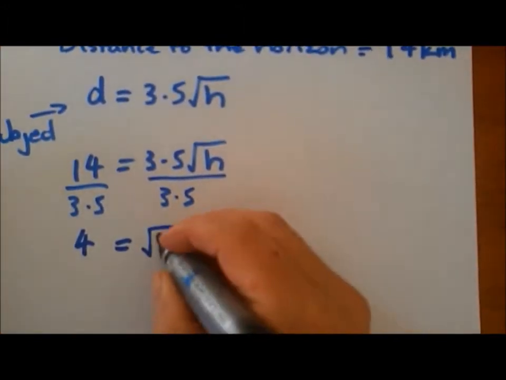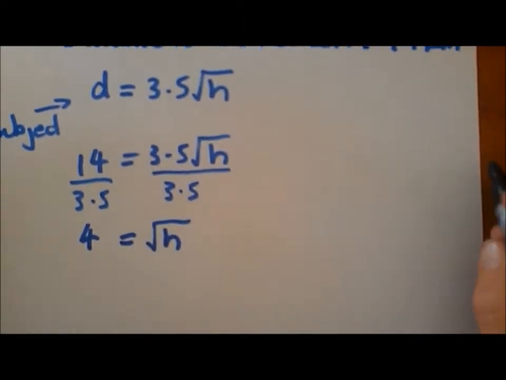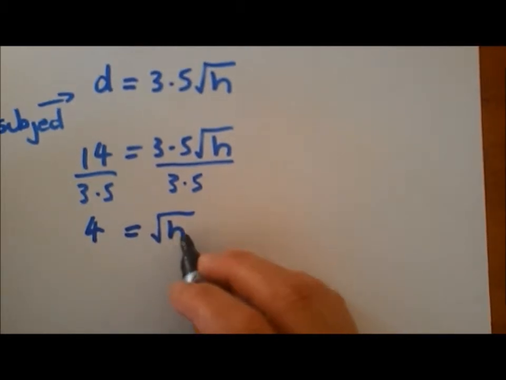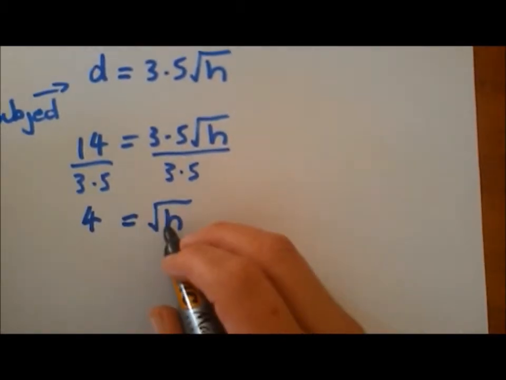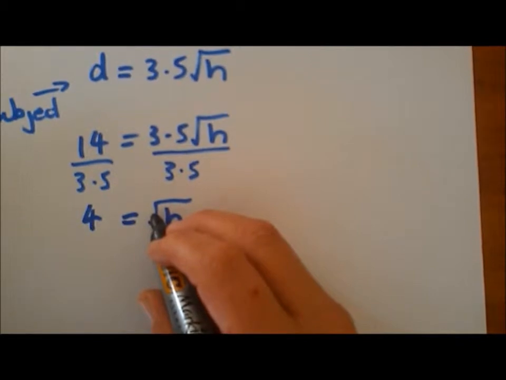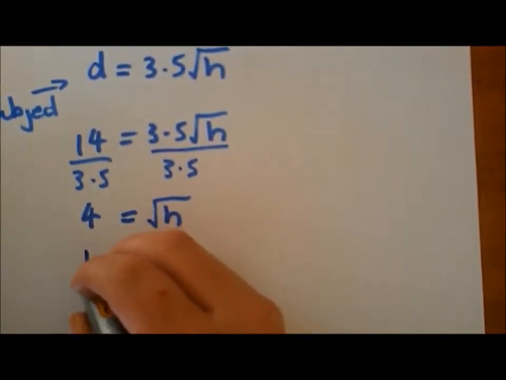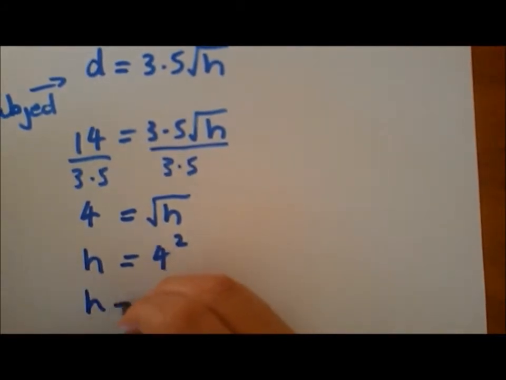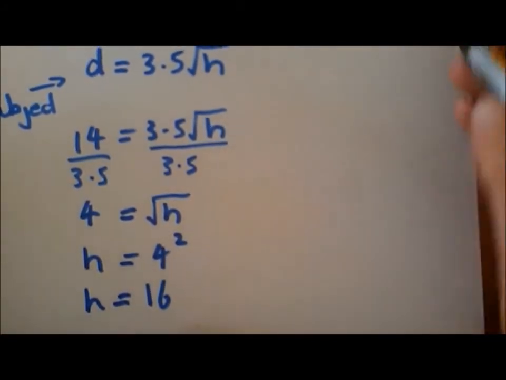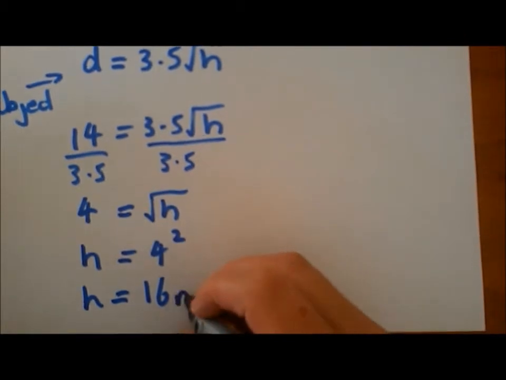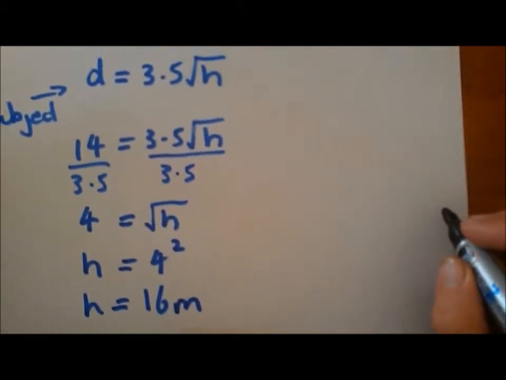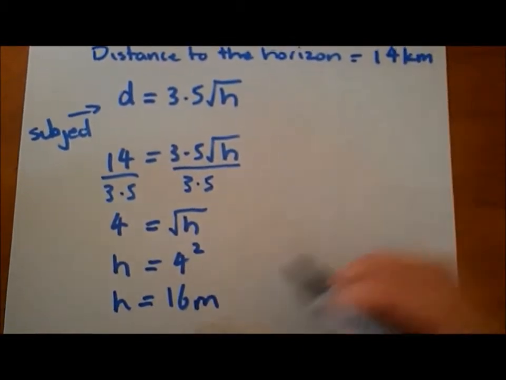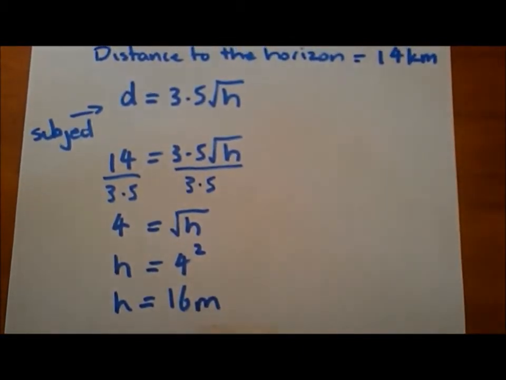That will leave me with 4 is equal to the square root of H. Now I want to find H, and we haven't done many, if any, equations like this. I need to reverse this square root. To do that, I'm going to take the inverse operation of square root, which is to square it. So H is equal to 4 squared. In other words, H is equal to 16. So the distance will be in kilometres, the height will be in metres. So in other words, using this information, if the distance is 14 kilometres to the horizon, I'll be 16 metres high.